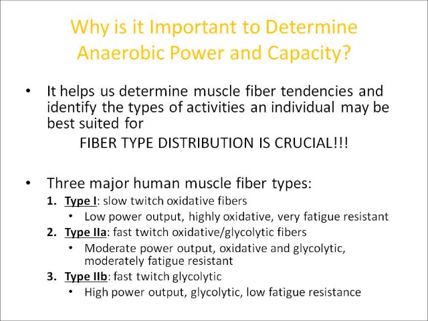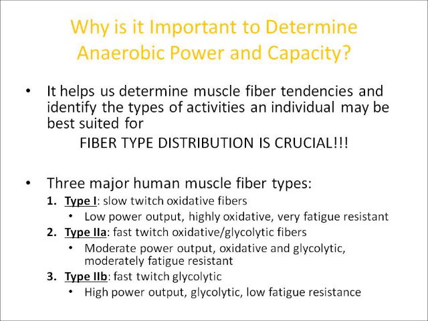Next slide, why is it important to determine anaerobic power and capacity? It helps us determine muscle fiber tendencies and identify the types of activities an individual may be best suited for. Fiber type distribution is crucial. There are 3 major human muscle fiber types. We covered these in lecture, so these should be review.